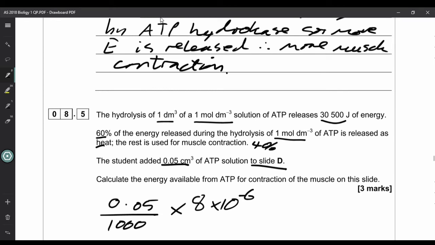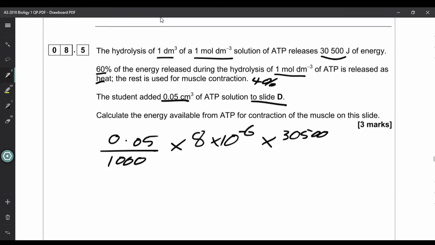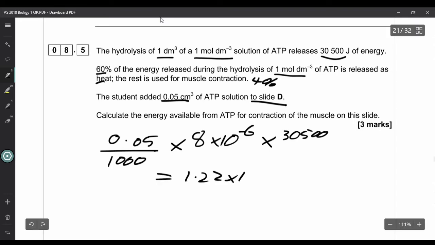So we've calculated the fraction compared to 1 dm cubed of 1 mole per dm cubed. Okay, so this fraction we just calculated will be the fraction of this energy that we released. So if we multiply this fraction by the 30,500, that will tell us how much energy is going to be released by this volume and this concentration of ATP. And that comes out to be 1.22 times 10 to the minus 5 joules.